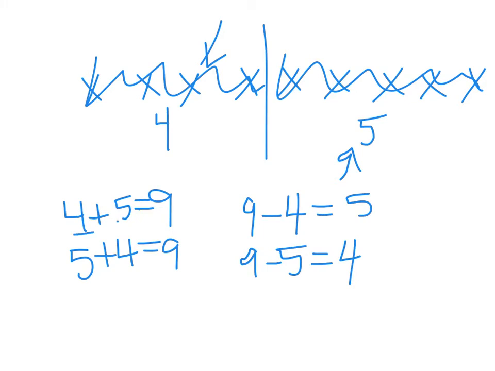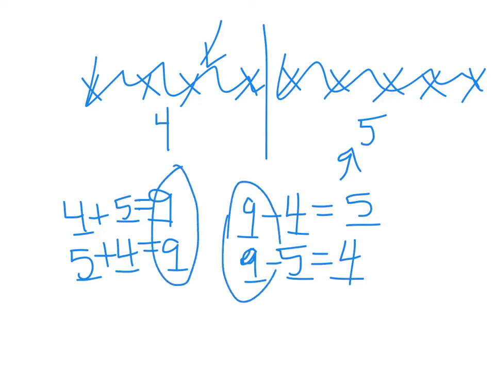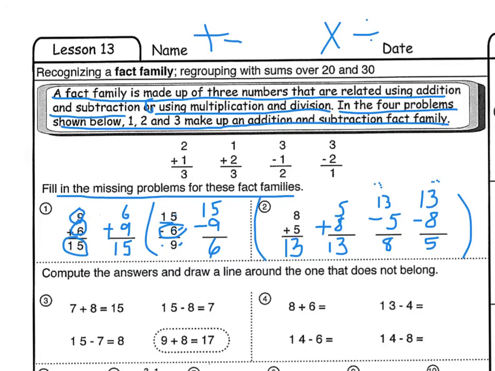Again, notice 4, 5, and 9 are in every single one of the problems. I also want you to notice that the subtraction problems and the addition problems all end with the same number or start with the same number. So on the addition problems, we have a 9 as the answer every time. On the subtraction problems, we have a 9 as the first number of the problem on both of those.